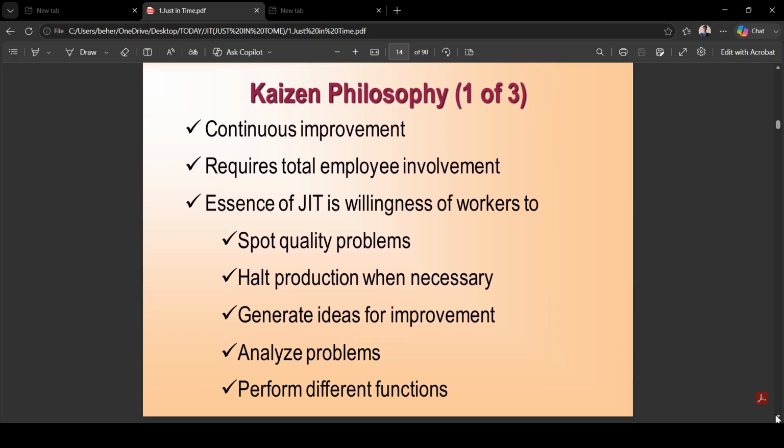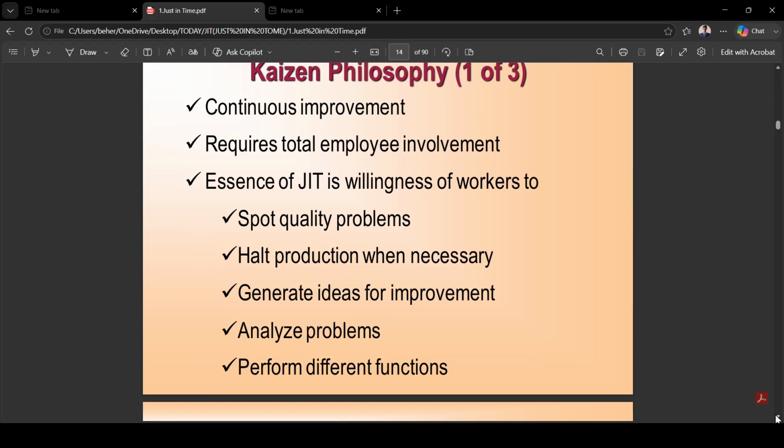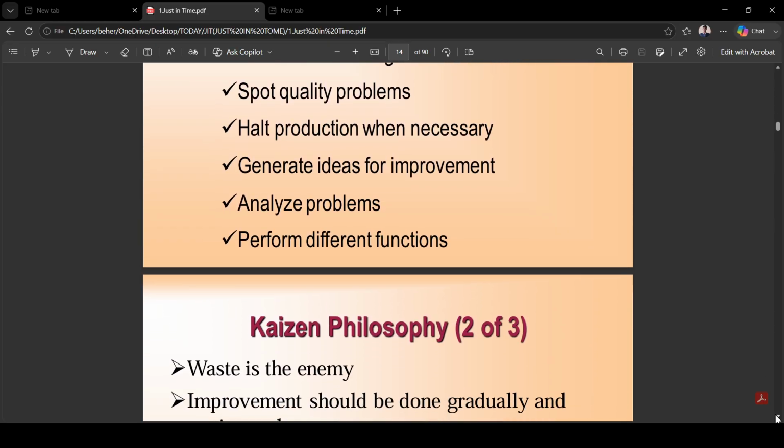Kaizen philosophy. Continuous improvement requires total employee involvement. The essence of JIT is the willingness of workers to spot quality problems, halt production when necessary, generate ideas for improvement, analyze problems, and perform different functions.